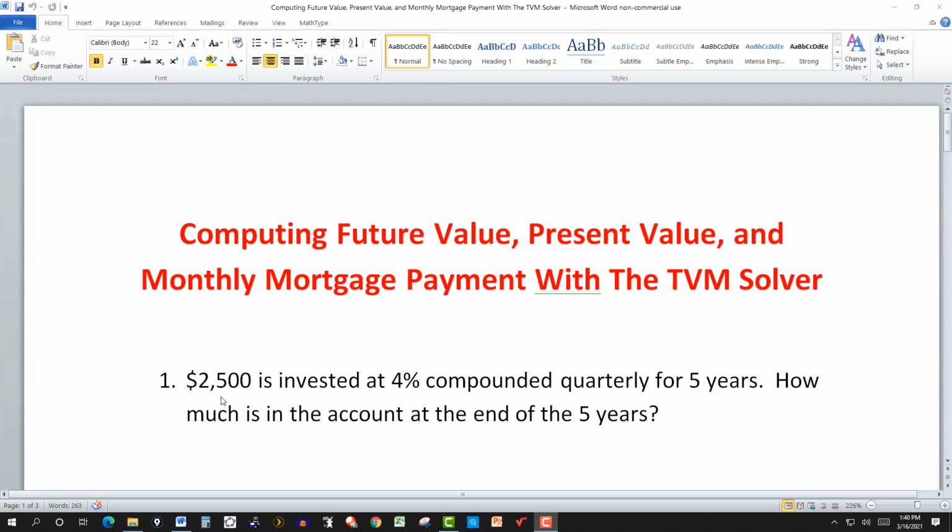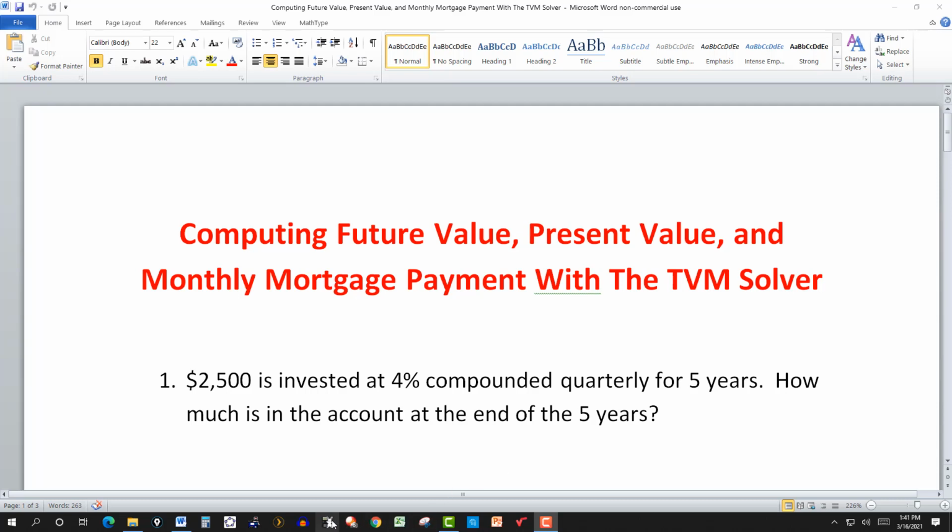Now there are formulas you can use for these, but I'm going to work these problems on the TVM application. We have $2,500 invested at 4% compounded quarterly for 5 years. How much is in the account at the end of the 5 years? That is, what is the value of the account? The $2,500 here represents present value. That's the value of the account right now, in the present. So what we want to know is the future value.